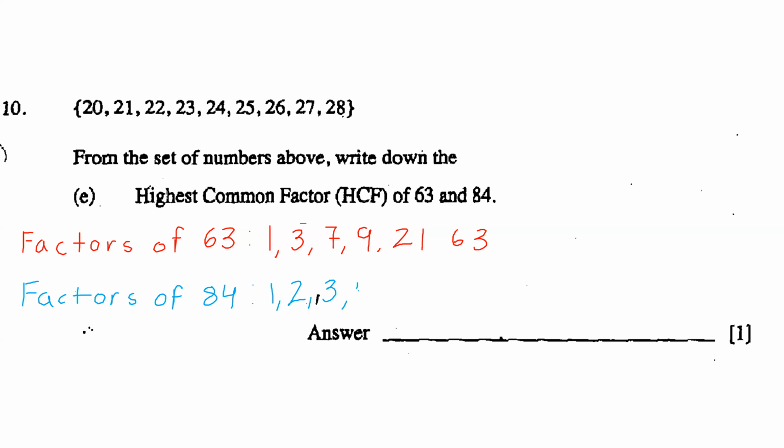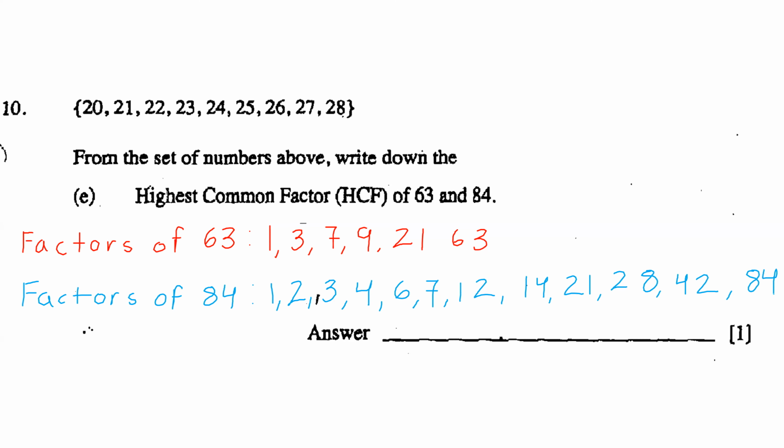Then we have 4. Then we have 6. Then we have 7. Then we have 12. Then we have 14. Then we have 21. Then we have 28. And then we have 42. Then we have 84. So all of these are the factors of 84.